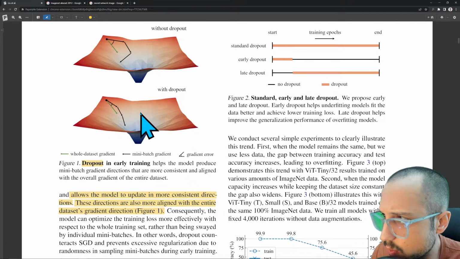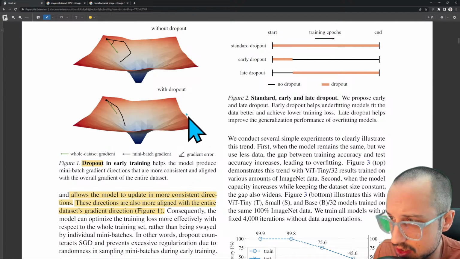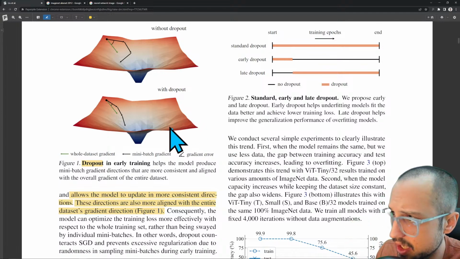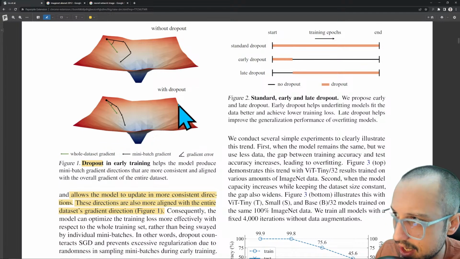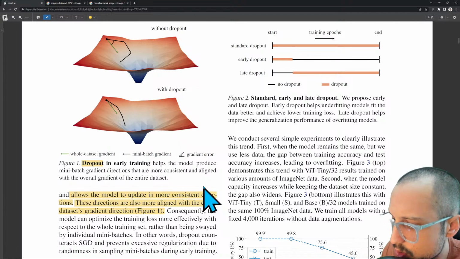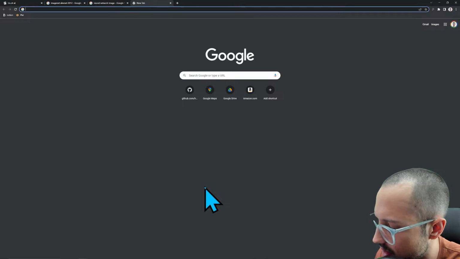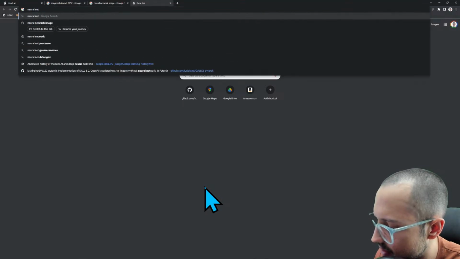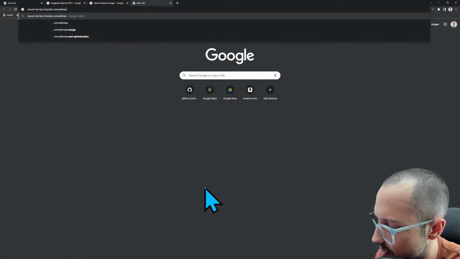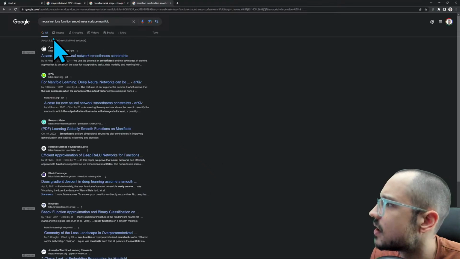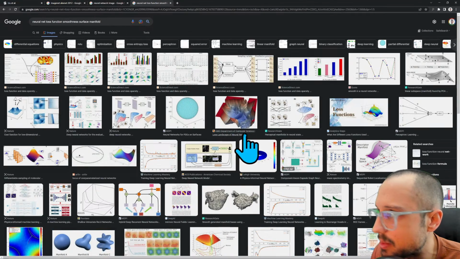And there's all kinds of interesting work where people have plotted these surfaces for different types of neural nets, different types of problems. Generally, you can only do it with simple problems, but you can look at these surfaces and sometimes there's kind of sharpness and smoothness. Let me see if I can find a good neural net loss function smoothness surface manifold. There's one paper that I remember. Yeah, this one here.